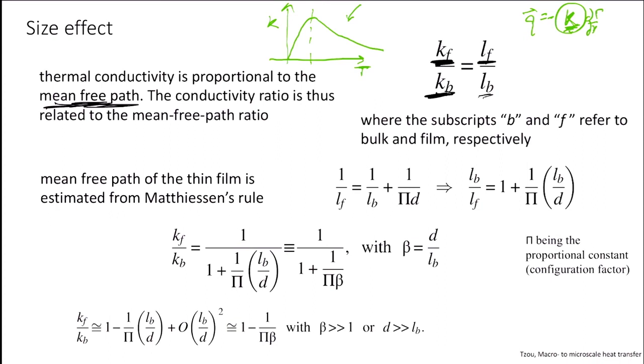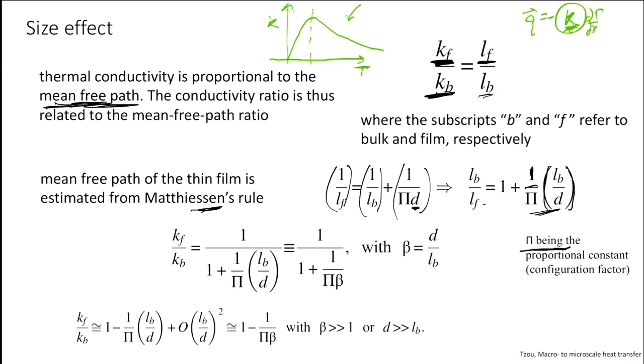And the mean free path of the thin film, we could estimate exactly from Matthiessen's rule, like we could apply for the thin film. 1 over LF is equal to 1 over the mean free path of the bulk, plus 1 over pi d. So d is the thickness and pi is just some constant factor which depends on the sample geometry and other factors. So in general, you could write LB by LF equal to 1 over this, pi LB over d.